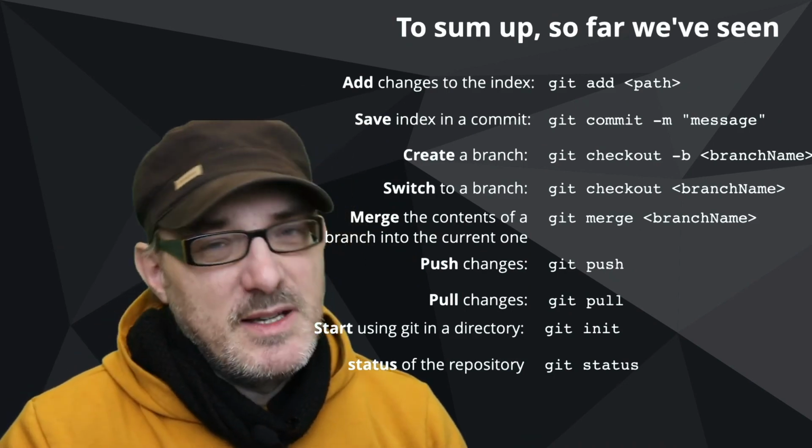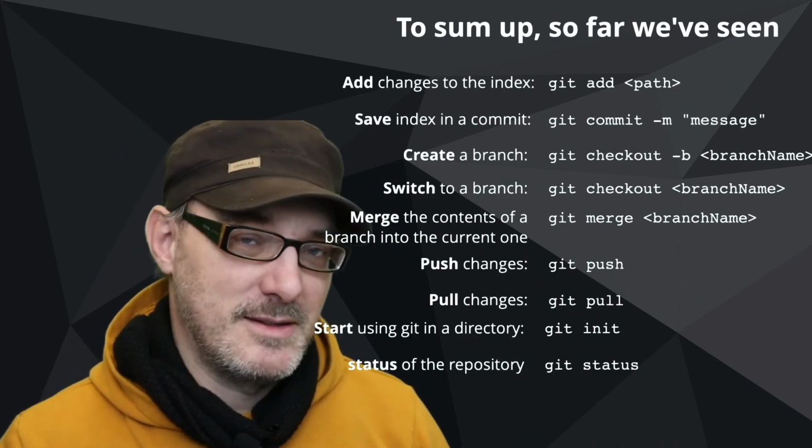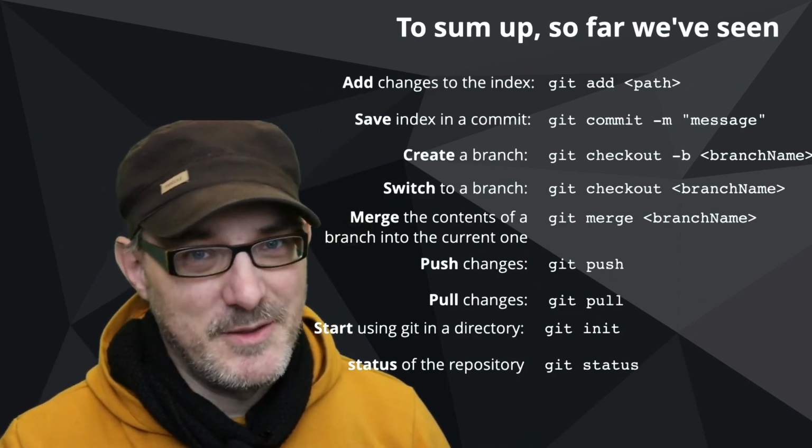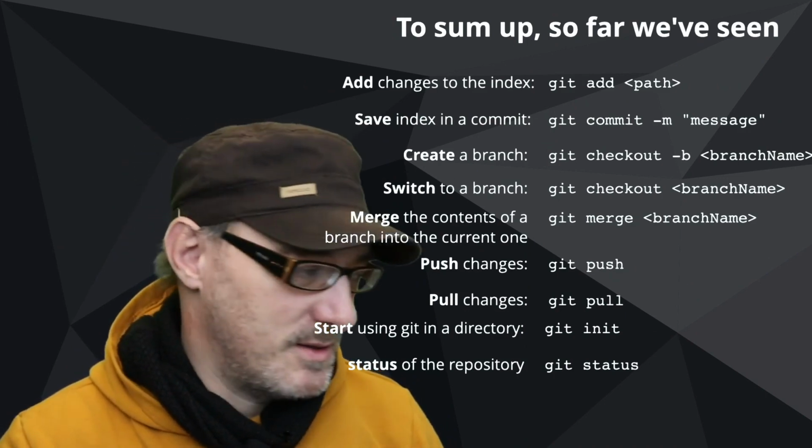If we want to start using Git in a repository, the initial thing to do is git init. This will initialize Git in the repository. And if we want to see the status of the current repository, git status.